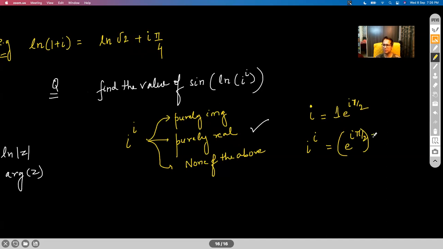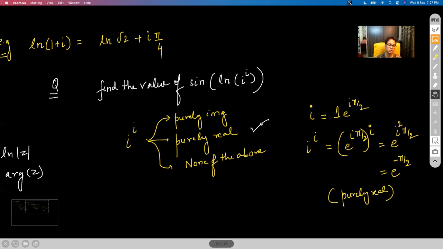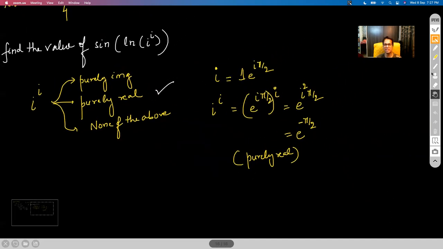That means this whole raised to the power of i, which is nothing but e to the power i squared pi by 2, which is actually e to the power minus pi by 2. So basically, it's a purely real number. Okay, please note this down. This itself can come as a question. i to the power i, is it purely real or not?